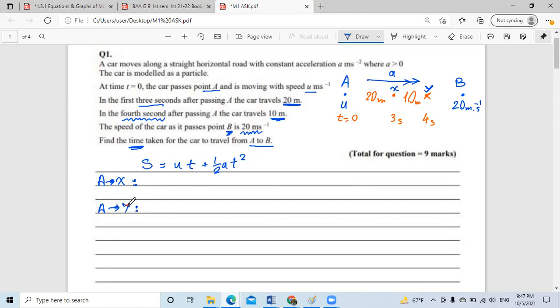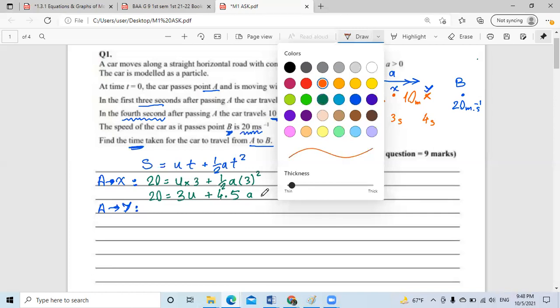Now, when I do that, I will find two equations with two unknowns. The first one: the distance from A to X is 20 meters, equal to u, which is unknown, multiplied by the time, which is 3, plus half multiplied by the unknown a, multiplied by 3 squared. Rearranging this formula, 20 equals 3u plus 4.5a. This is equation number 1.